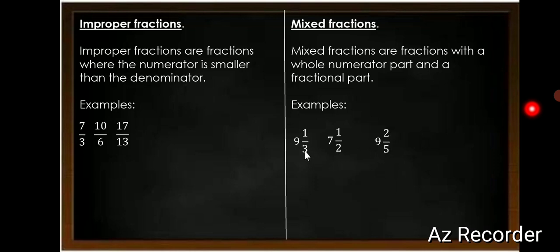In this first case, 9 is the whole number, 1 over 3 is the fractional part. In this second case, 7 is the whole number, 1 over 2 is the fractional part. And in this third case, 9 is the whole number, 2 over 5 is the fractional part.